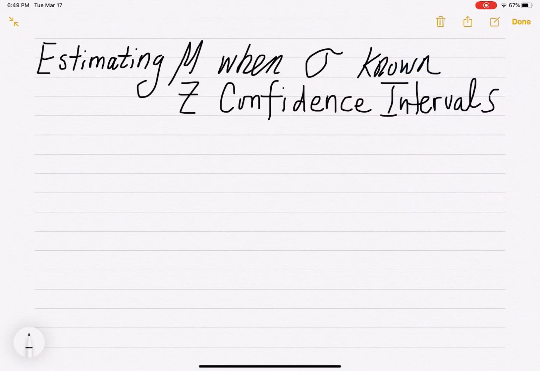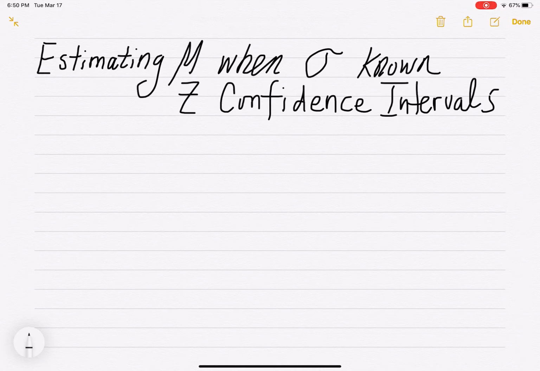So I believe the last time we were in class was Friday, March the 13th, and we had started looking at estimating population means, which are called mu, when the population standard deviation was known, when sigma is known. We said that we can use a z confidence interval for that.